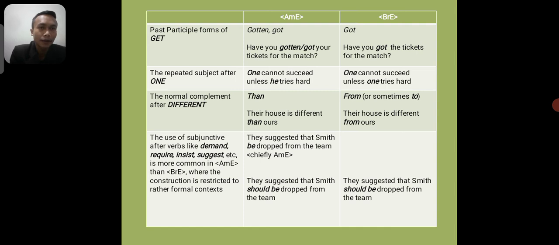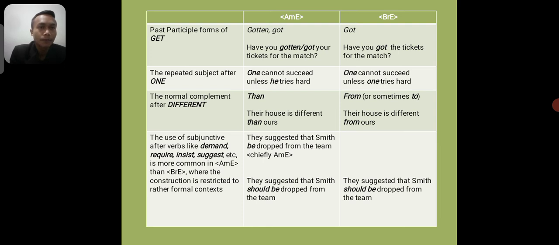In America, it becomes gotten or got. In British, it becomes got. For example, in America, have you gotten or got your tickets for the match? And the example from the British style, I mean, have you got the tickets for the match?